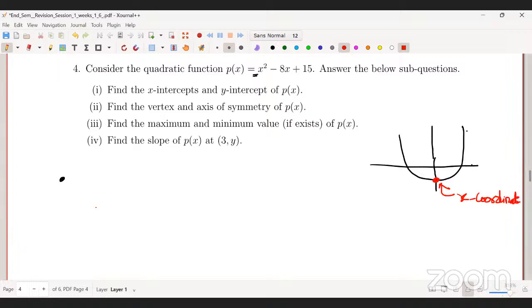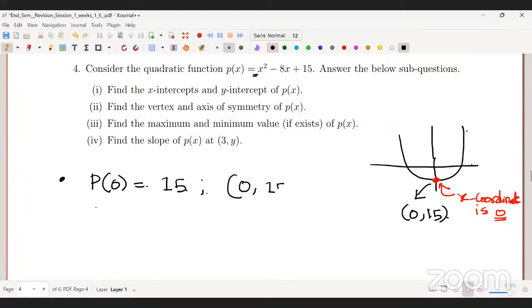And at this point, the x coordinate is 0. So to get this point, I have to substitute x equal to 0. So for that, I need to find p of 0, right? So what is p of 0? It's 15, right? So once this is 15, then I can say that the y-intercept of this parabola is precisely this point. This point is nothing but (0, 15). So my y-intercept is (0, 15).